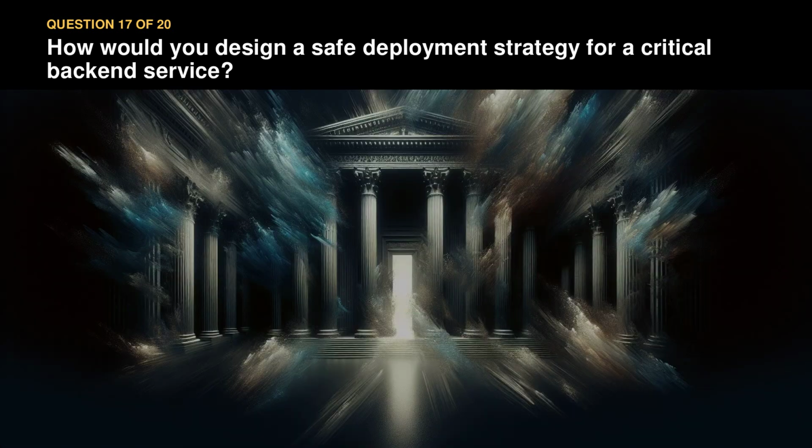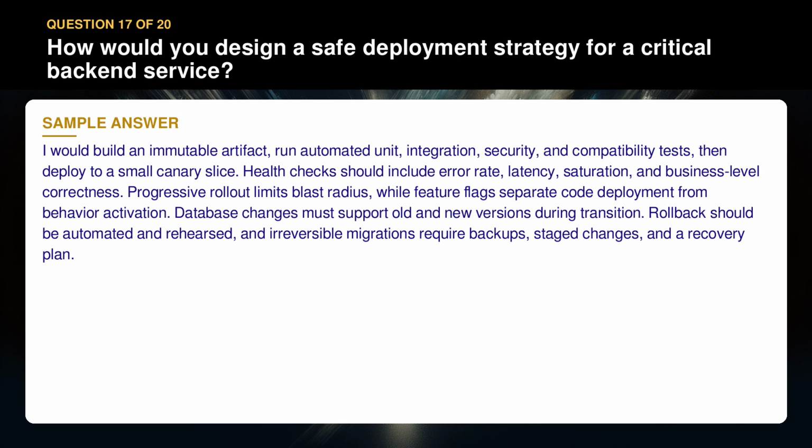Question 17. How would you design a safe deployment strategy for a critical backend service? I would build an immutable artifact, run automated unit, integration, security, and compatibility tests, then deploy to a small canary slice. Health checks should include error rate, latency, saturation, and business-level correctness. Progressive rollout limits blast radius, while feature flags separate code deployment from behavior activation. Database changes must support old and new versions during transition. Rollback should be automated and rehearsed, and irreversible migrations require backups, staged changes, and a recovery plan.